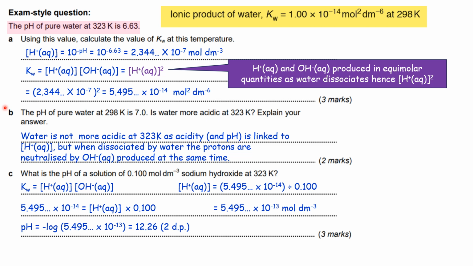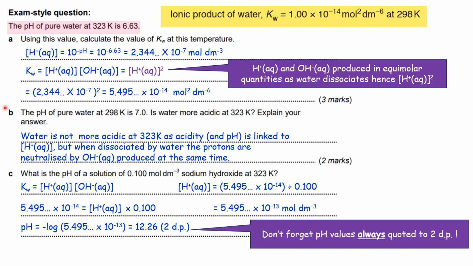Now the actual calculator value will be longer than that. You always round to 2 decimal places for pH.